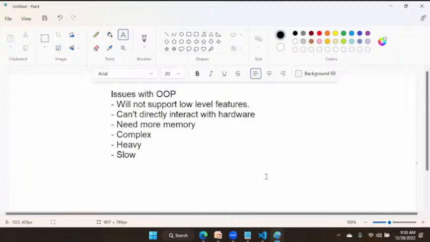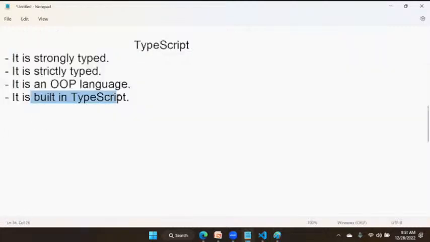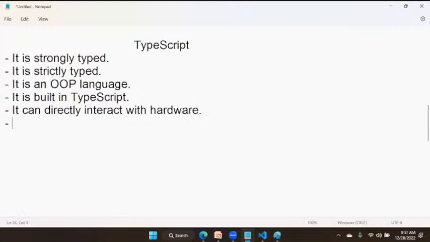So TypeScript is completely built in TypeScript. What is the advantage of being completely built in TypeScript? It can directly interact with hardware. It needs less memory. It is faster and it is lightweight. All these are the advantages of TypeScript.